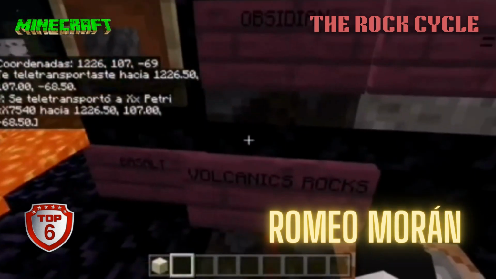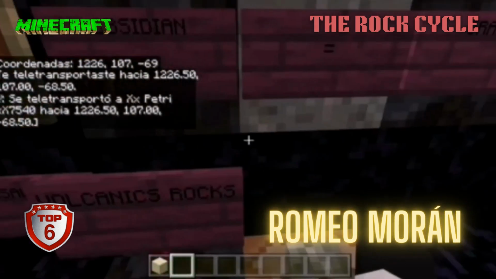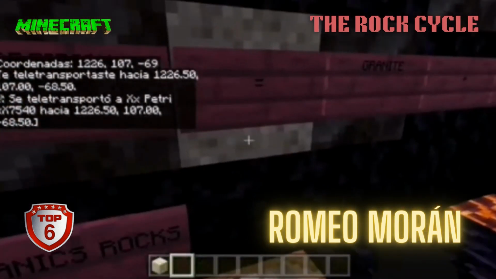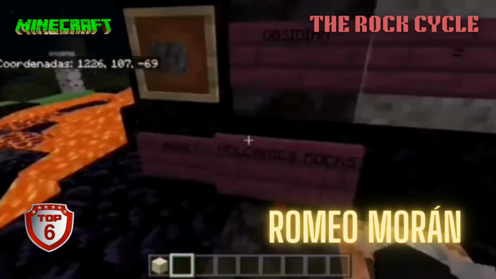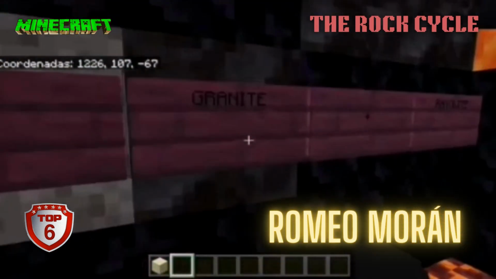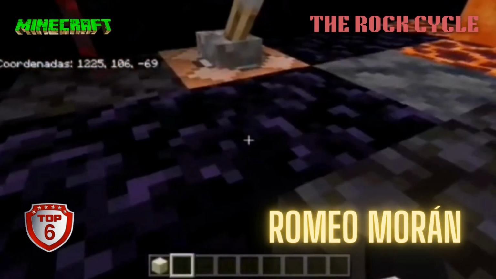Oh, the volcanic rocks. The volcanic rocks are formed from lava that cools down and solidifies on the Earth's surface. This process is very quick. For example, obsidian, granite, rhyolite, and basalt.